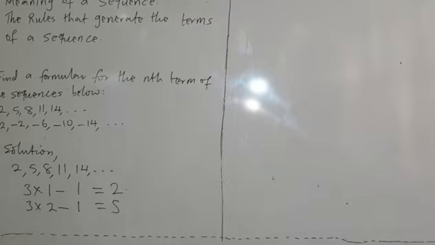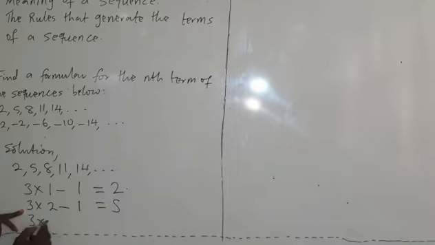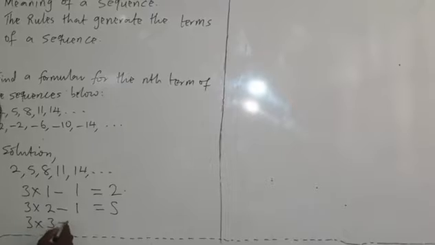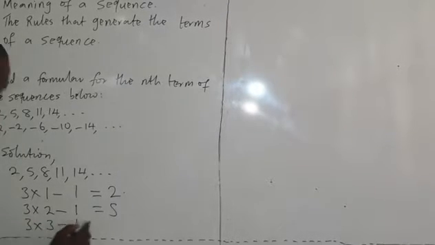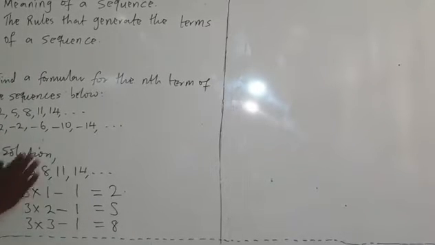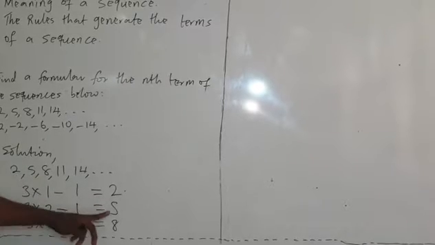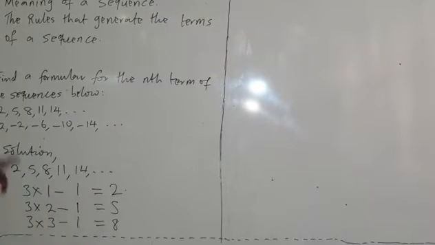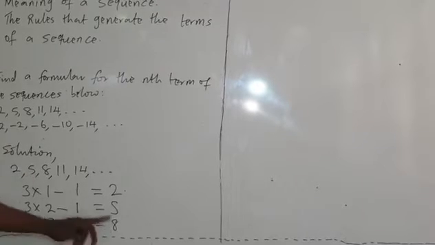So let's test for the third term. Our third term is 8. So we have 3 multiplied by 3, which is the third natural number, minus 1. So 3 multiplied by 3, that is 9. 9 minus 1 gives us 8. So this is how we are going to be doing it until we get to the last term. The first term is 2, the second term is 5, while the third term is 8.